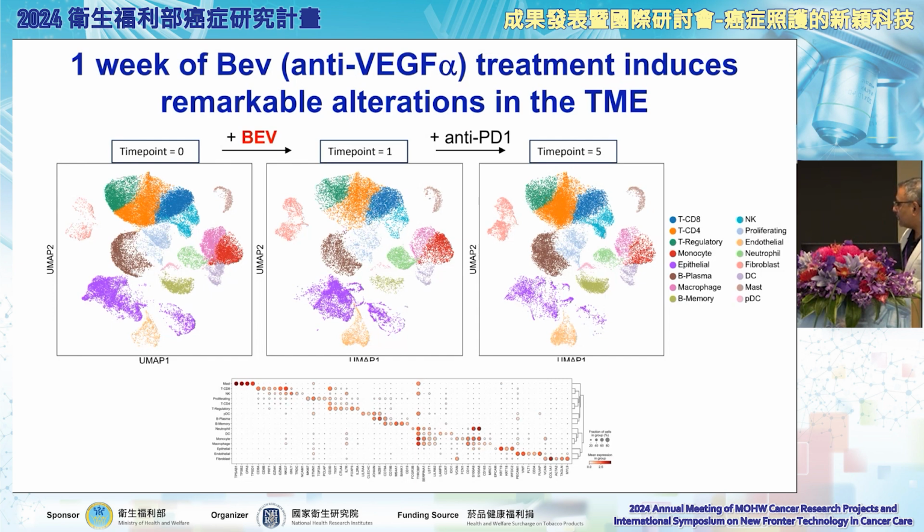And without going into too much detail, what we found is that 1 week of anti-VEGF treatment, bevacizumab, induces quite remarkable alterations in the tumor microenvironment, including loss of Tregs and cytotoxic exhausted CD8 T cells. There are changes in the monocyte macrophages, and I'm going to come back to the molecular changes in just a bit. And obviously, there are also remarkable changes in the endothelial cells, which are the essential target of VEGF, as well as fibroblasts, right? And we can identify these cell types using these dot plots, which basically identify all the markers that define these different cell types.